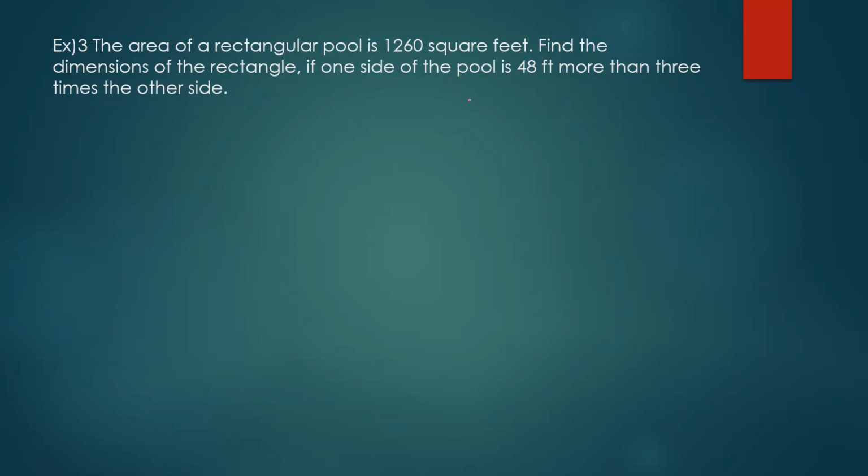I'm going to draw a rectangular pool. So this would be my length. This would be my width. And what else do we know? We know that the area of the pool is 1260. So what is the area of a rectangle? Area of a rectangle is length times width. And then you can replace A with 1260, right?